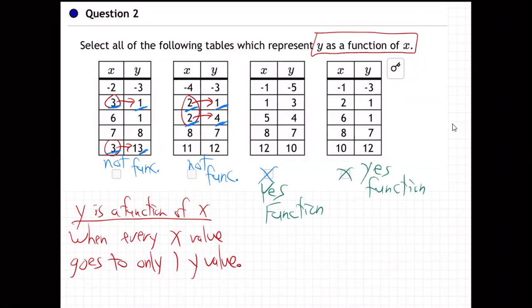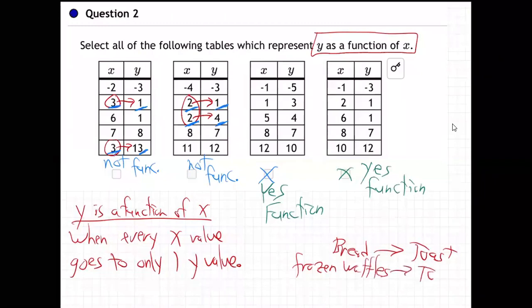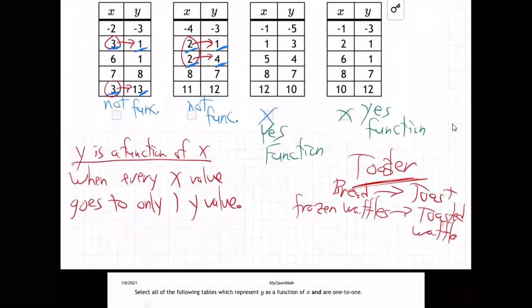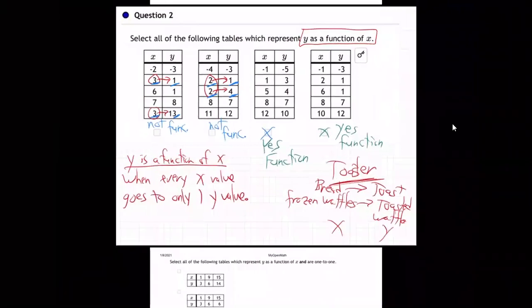What do we mean? Think about your toaster, or any kind of robot or machine. With a toaster, you put in bread, you get out toast. You put in frozen waffles, you get out toasted waffles. Of course, a toaster is a function. It's inputs, outputs. These are like the x's, and these are like the y's. The x is what you put in, and the y is what you get out. That's what a function is. It's just inputs and outputs. A microwave oven's a function. Whatever you put in, it makes something come out.